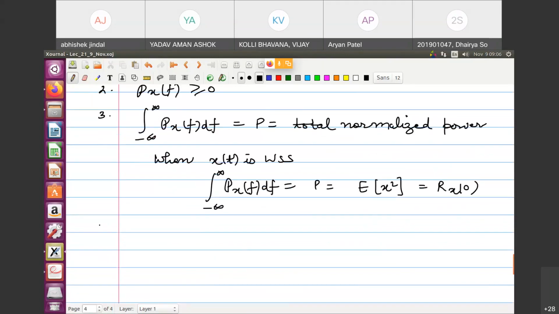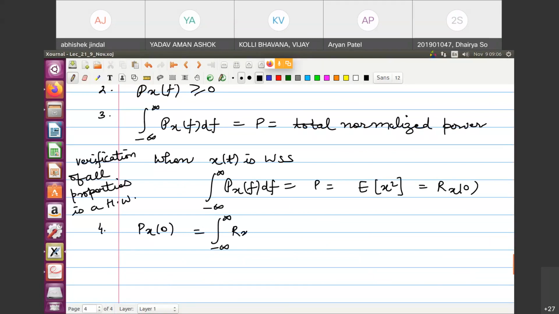The fourth property, they are very easily verifiable. That's why I am not doing the verification. Verification of all properties is left as homework. So Px 0 is nothing but the integral of Rx tau d tau, that we know.